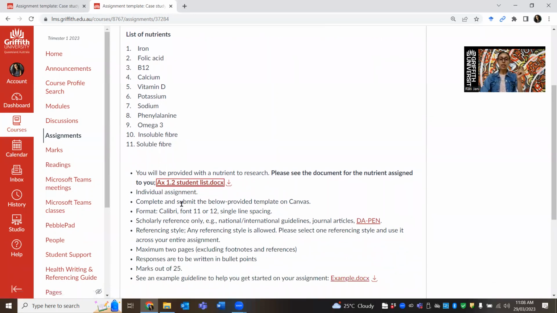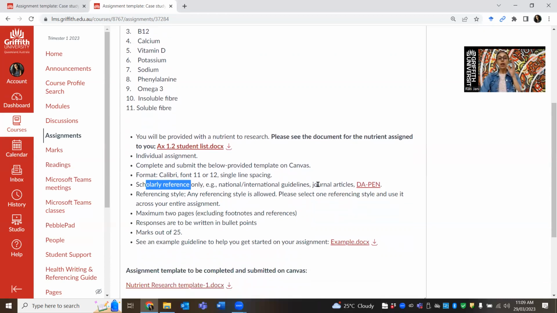Again, an individual assignment. It is to be submitted in a template. I'll show you what the template is, and this is the font size and line spacing, all of that. Referencing, I don't care which referencing style you use. You like APA, you like Harvard, you like whatever, use whatever you want. Just be consistent. Don't do, oh, one reference APA, one reference Harvard. No. Just use Harvard, APA, whatever you like. Just be consistent with it.